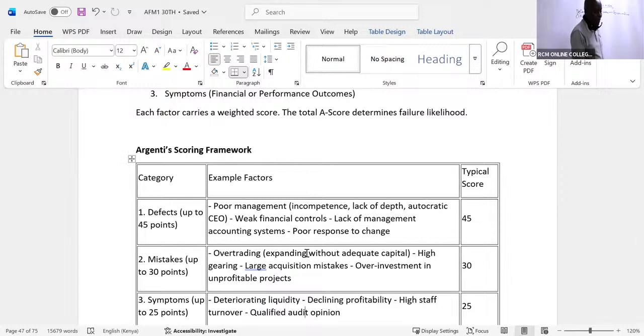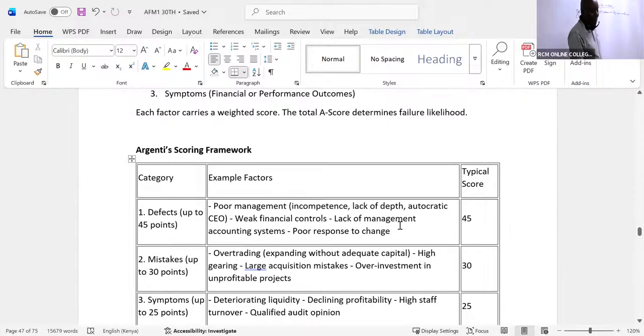Examples of defects are which ones? For example, poor management, where in this case your managers are incompetent, they lack depth over how to run the business. The CEO, for example, is autocratic, is a dictator. Weak financial controls, lack of management accounting systems, poor response to change.